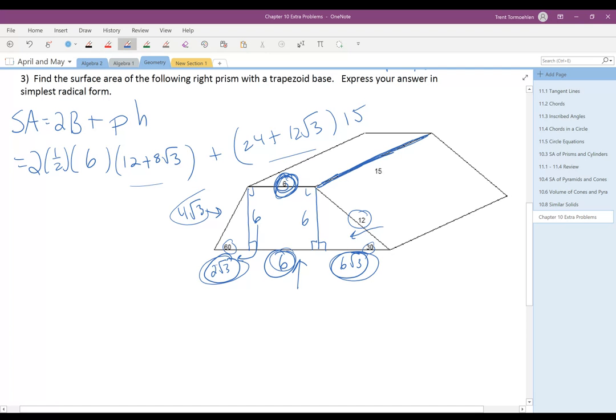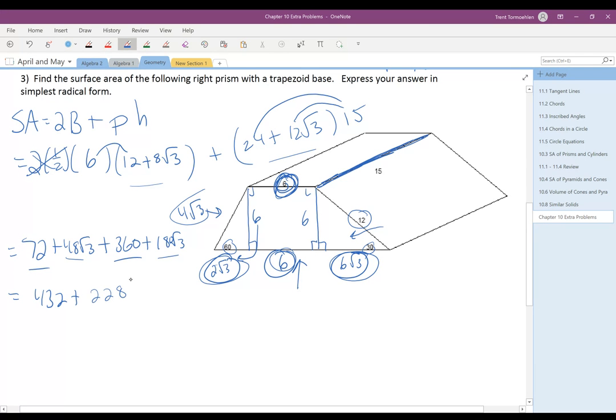Now I need to go through and multiply it out. We have this nice thing that happens here with the 2 times 1/2 that just goes away. And so that's going to give you 72 plus 48 root 3 plus 24 times 15, which is 360, plus 12 times 15, which is 180 root 3. When you add all these together, you get 432, 72 plus 360, and then 48 plus 180 is 228 root 3. So the correct answer to this problem is 432 plus 228 root 3.